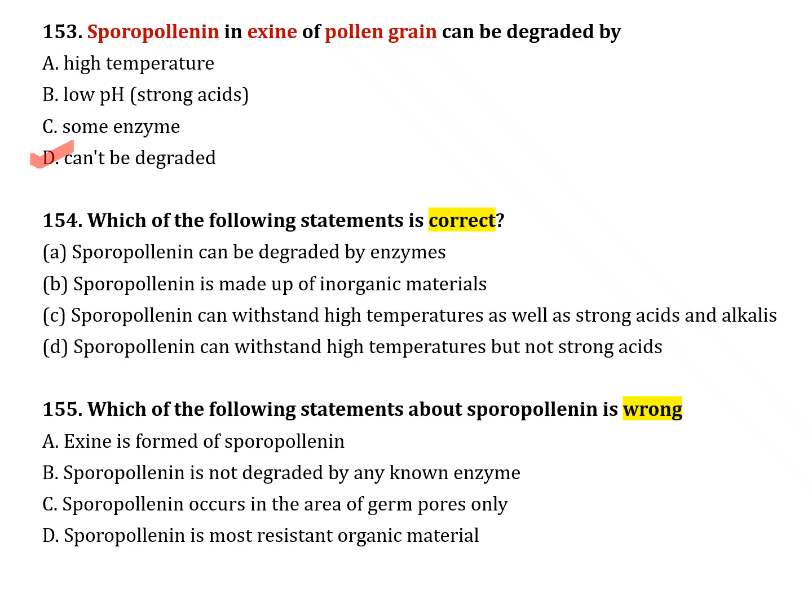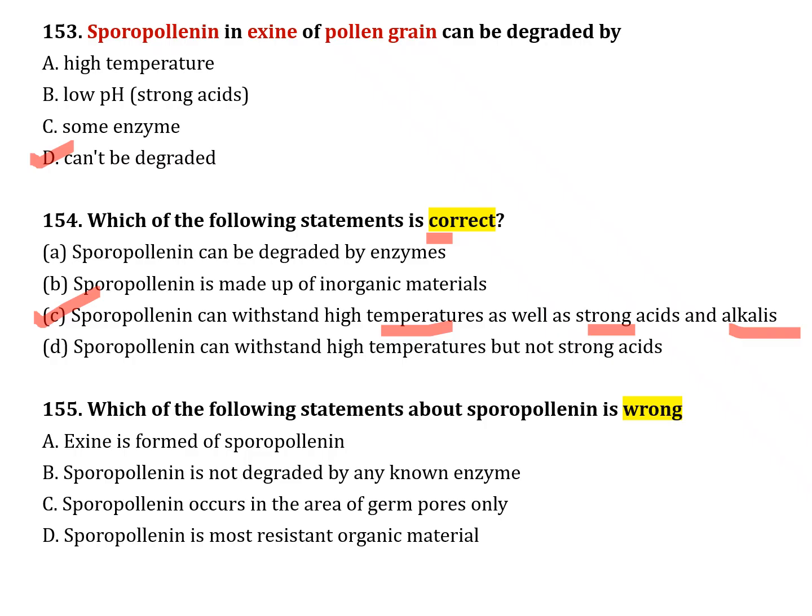The next question, number 154. Which of the following statements is correct? Option A, sporopollenin can be degraded by enzyme. Option B, sporopollenin is made up of inorganic material. Option C, sporopollenin can withstand high temperature as well as strong acid and alkalis. Option D, sporopollenin can withstand high temperature but not strong acid. Correct answer is option C, sporopollenin can withstand high temperature as well as strong acids and alkalis.